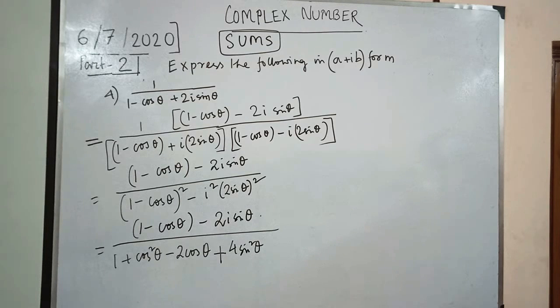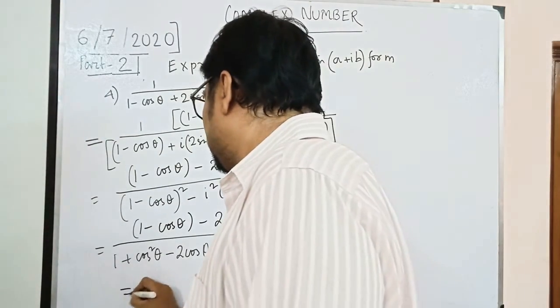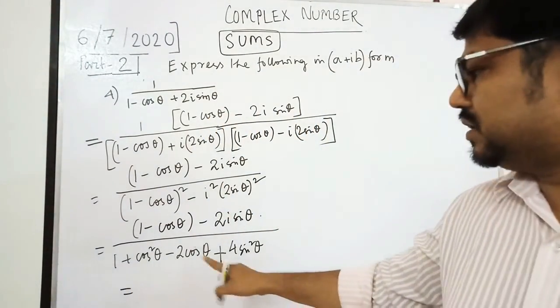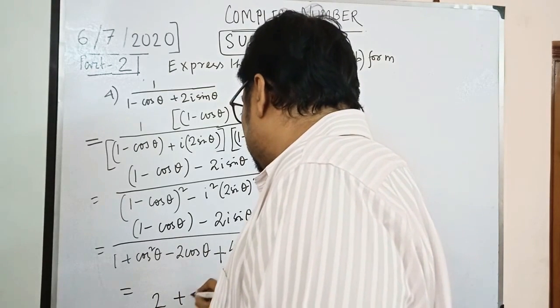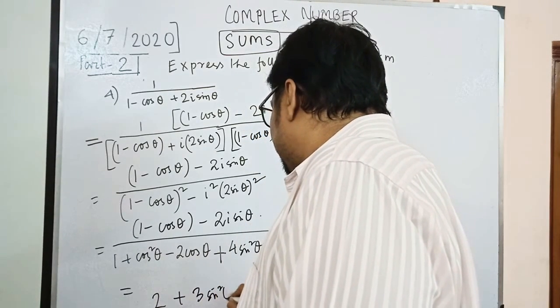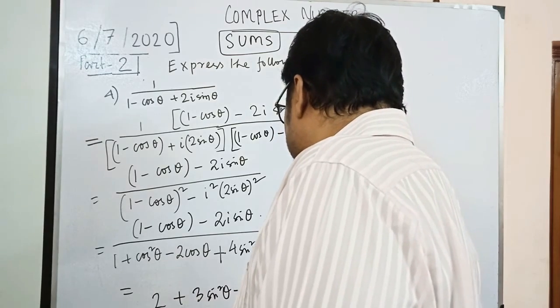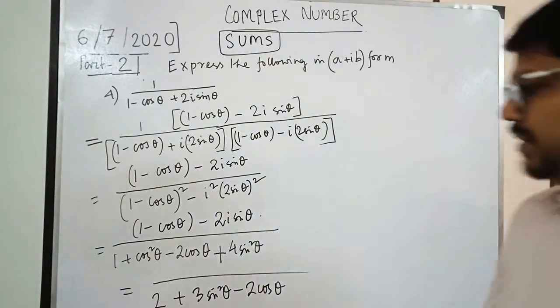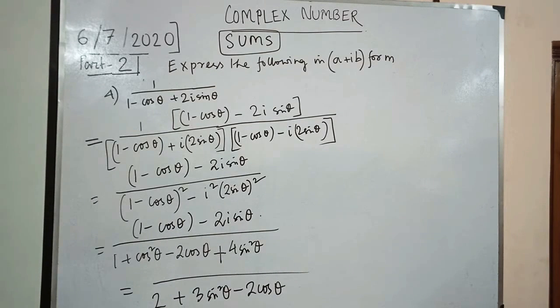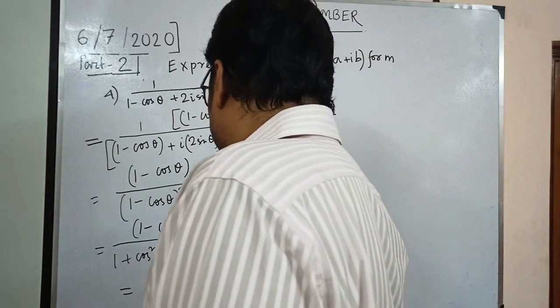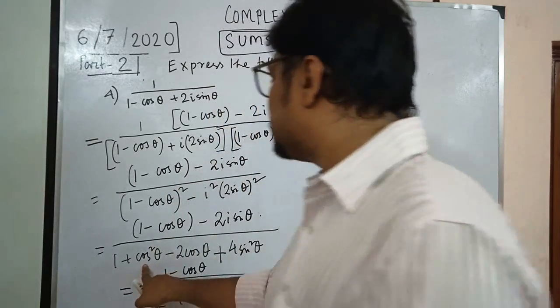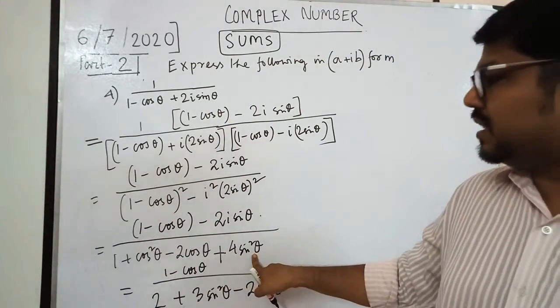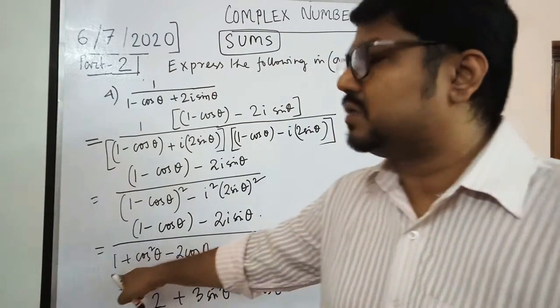Here if you take 1 cos square theta and another sine square theta, you get another 1. So you get basically 2 plus 3 sine square theta minus 2 cos theta. So this you get as the denominator, 2 plus 3 sine square theta minus 2 cos theta, whereas the numerator is still the same, 1 minus cos theta. This you understood: cos square theta and sine square theta I take, so I get a 1, that 1 I have added with this one, so I got a 2.